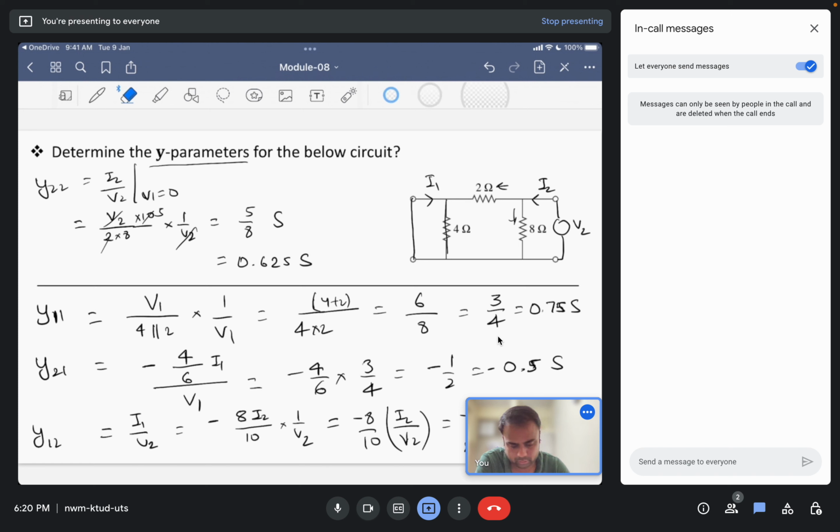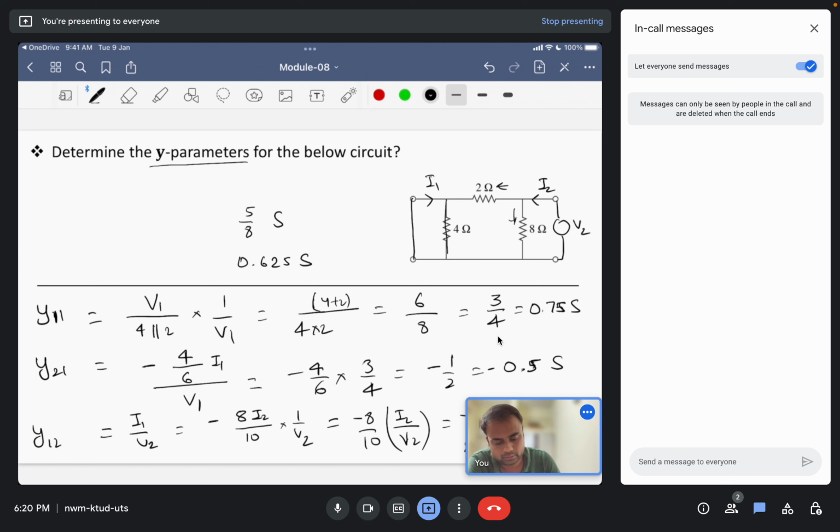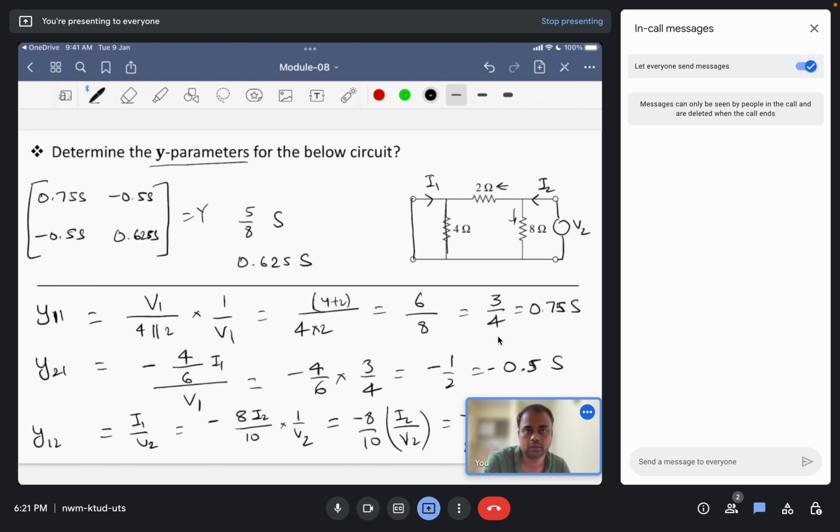I will summarize all the parameters in matrix form. This is our Y matrix. Y11 is 0.75 Siemens, Y12 is minus 0.5 Siemens, Y21 is again minus 0.5 Siemens, and Y22 is 0.625 Siemens. So these are the Y parameters.